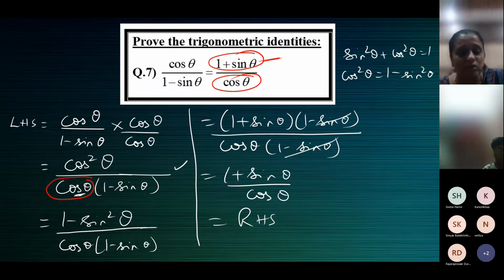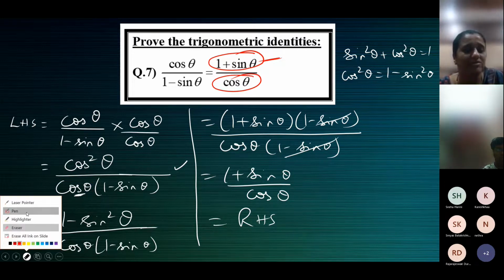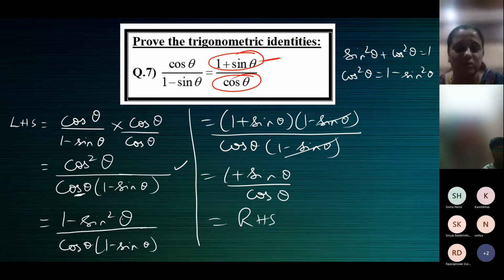Divide, don't multiply. I told you, don't open the bracket and multiply the denominator. Don't do that. Then the next step: the numerator is in the form a square minus b square, so a plus b into a minus b. 1 minus sine theta gets cancelled and you get the RHS. Right, children?